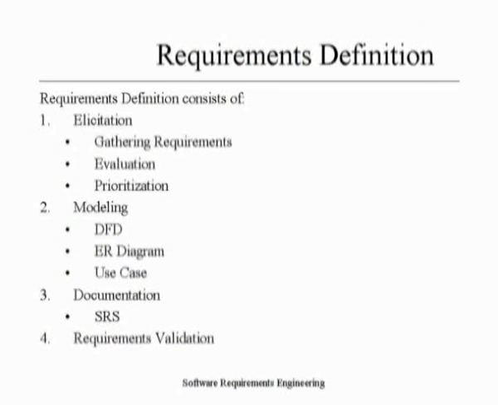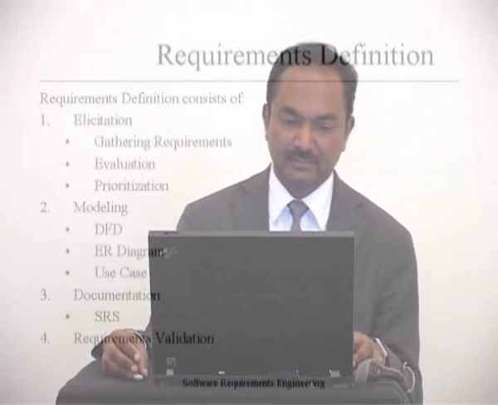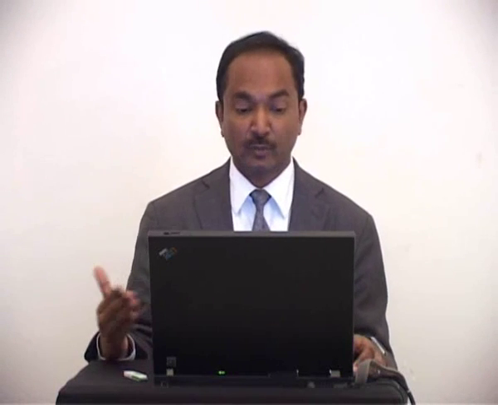Now, requirements elicitation basically consists of gathering the requirements, evaluating the requirements, and prioritization of the requirements. Then we can model the requirements, we can document the requirements, and we can validate the requirements. But first of all, let us try to understand the definition of a requirement.